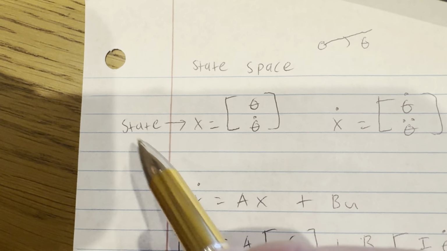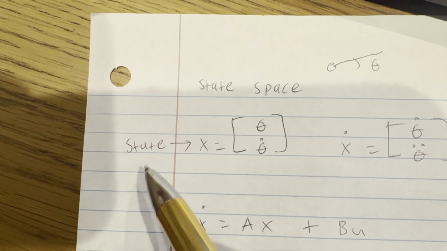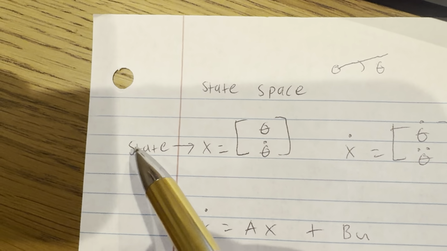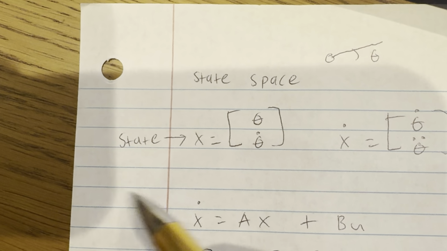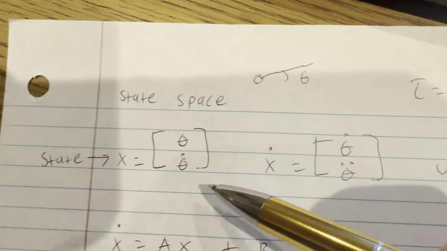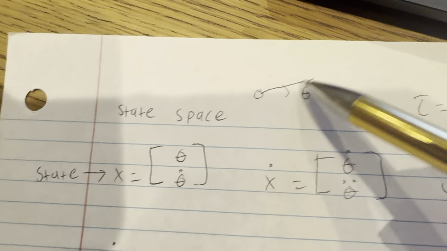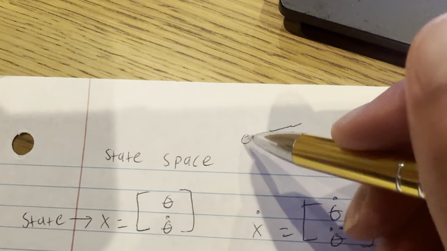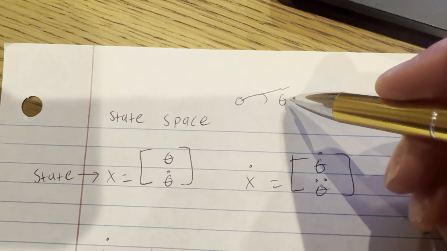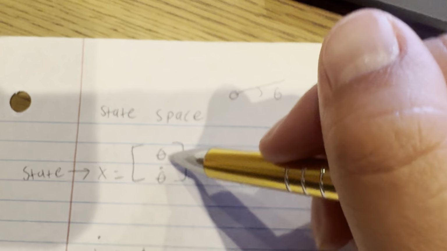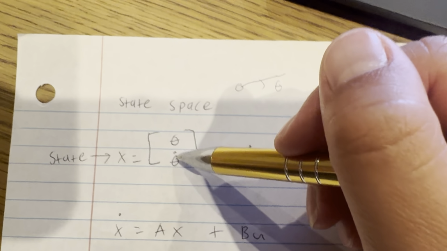Just like in programming, the state is keeping track of all the important variables we need to keep track of. It's kind of redundant, but whatever. In this case, because it's just a little arm here with your little motor, all you need to keep track of is your theta and your theta dot.